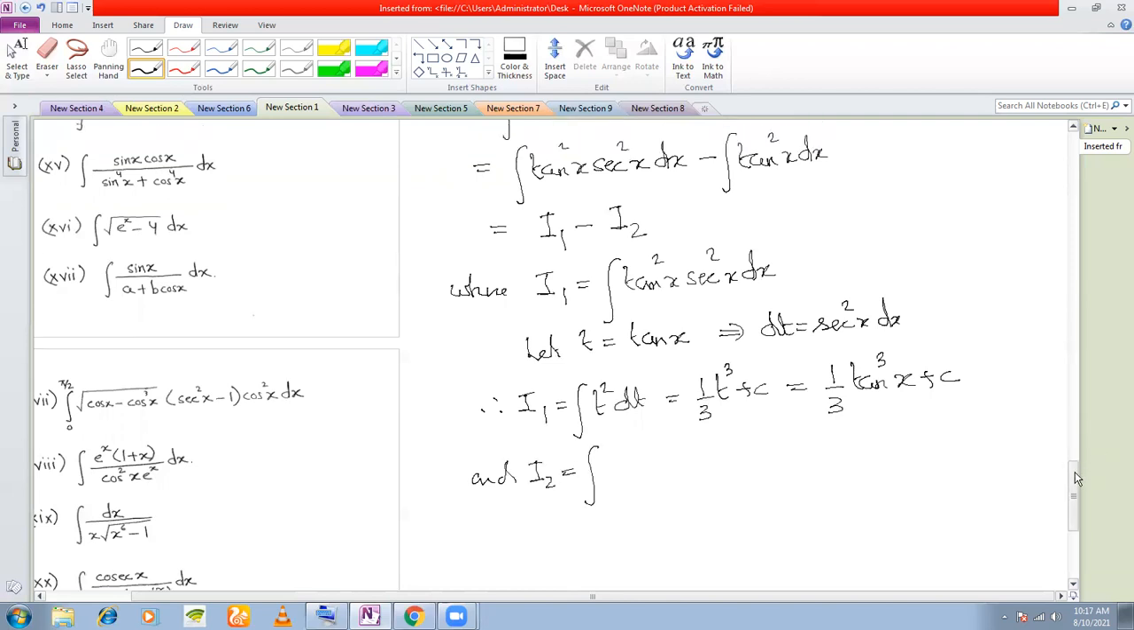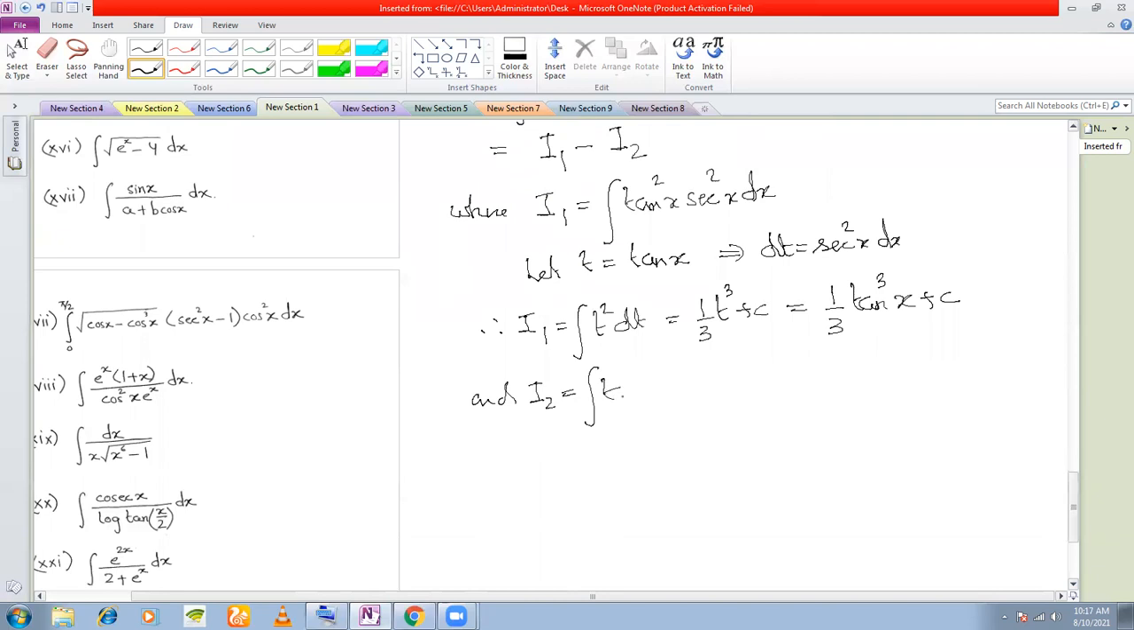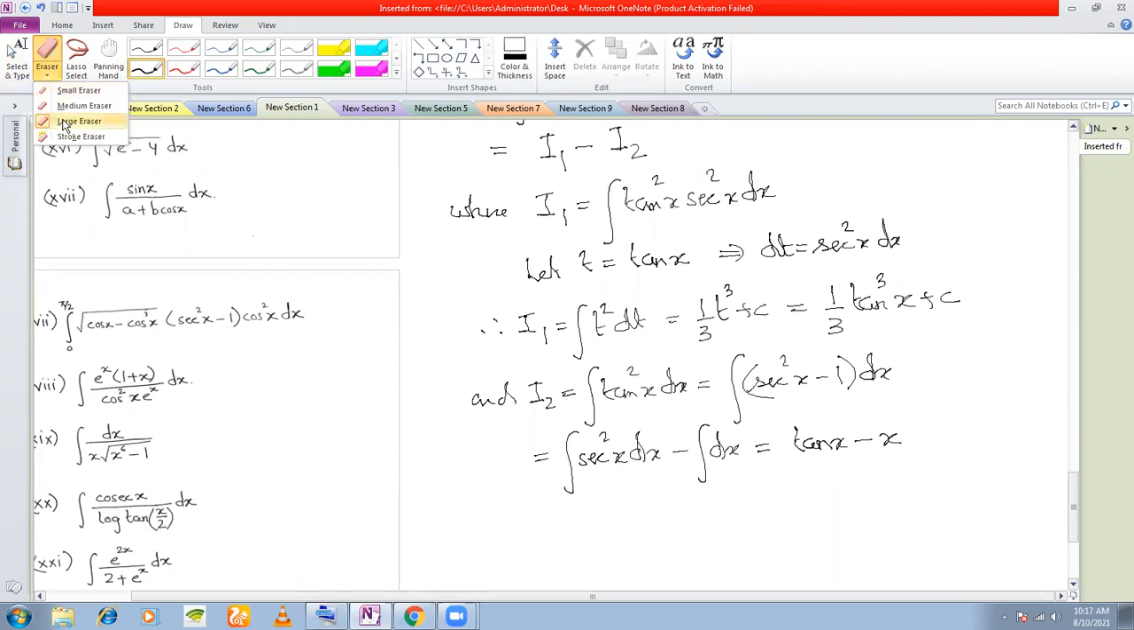I2 is integral tan square x. Now you know how to evaluate tan square x, right? Tan square x as sec square x minus 1, which is equal to integral sec square x dx minus integral dx. Integral sec square x is tan x, and integral dx is x. No need to write the constant of integration here. We'll put it at the end. Okay, so we get tan x minus x.